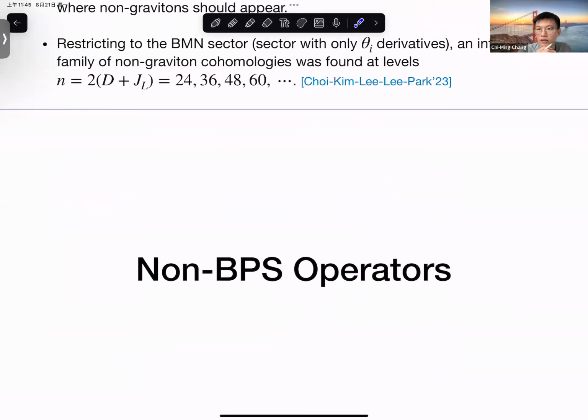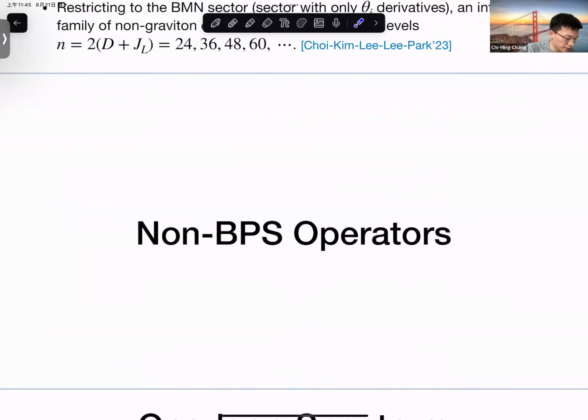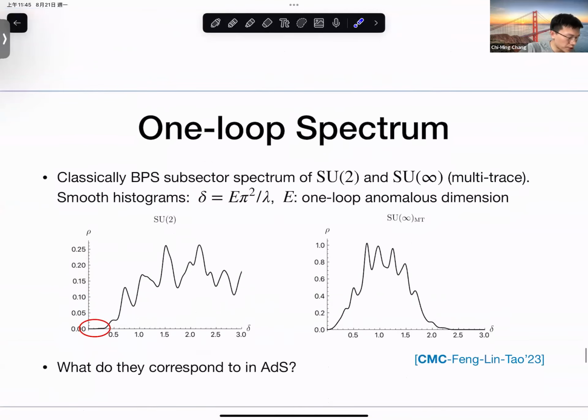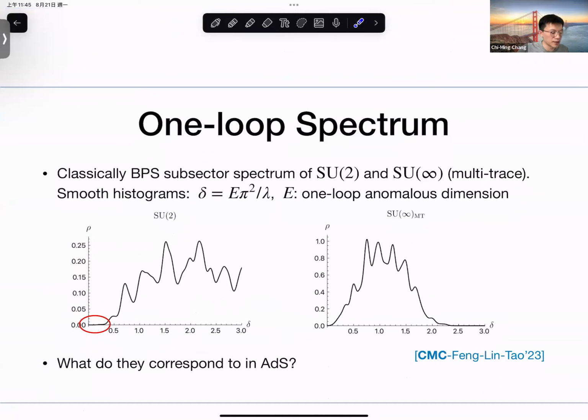Okay. So in the final part of my talk, I will tell you something about non-BPS operators. First, let me show you the result of the exact diagonalization of the one-loop Hamiltonian for SU(2) and SU(infinity).